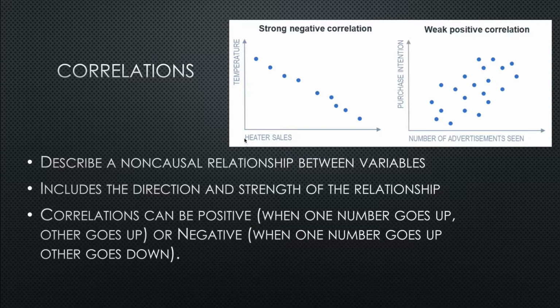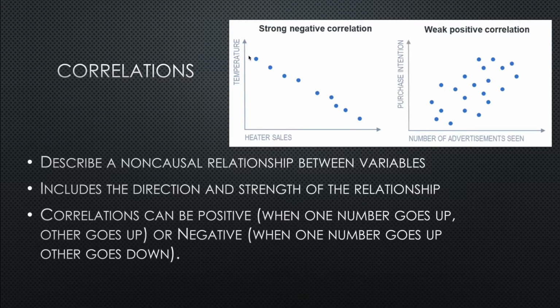So if we take a very hot month, let's say that's this month here, we see the temperature's high because the dot is up towards the top, but then the heater sales are very low. When we go to another month, not quite as hot, heater sales are a little higher, another month, and so on. We get to a really cold month, we see heater sales are through the roof, right? So that's considered to be a negative correlation, because as one measure goes up, the other measure goes down. So this is a negative correlation.